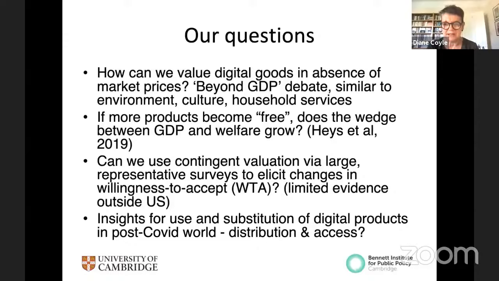So I've put here a nice paper by Richard Hayes and colleagues thinking about what we measure in the aggregate as a spectrum from the private market economy through GDP, through wider and wider concepts of economic welfare. So we wanted to try a contingent valuation approach, essentially surveying people to ask what values they state for these goods, using a large representative survey to elicit willingness to accept measures.